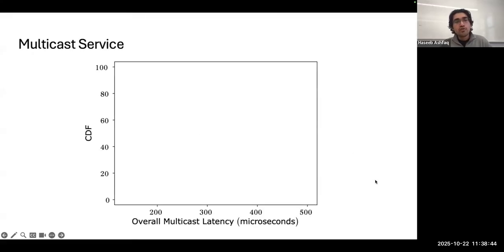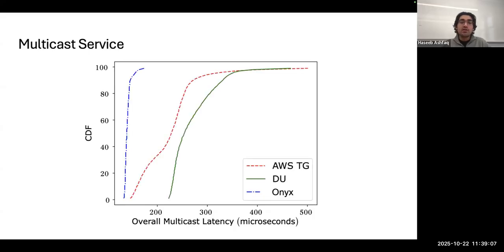So first I'll show the performance of multicast. We have this graph, we are going to show the CDF of multicast latency. Multicast latency means, whenever some messages are multicasted from the exchange to the participants, what's the max latency experienced by any of the receivers. And we compare it against AWS Transit Gateway based multicast, direct unicast, and this system, Onyx. Direct unicast is simply the exchange sending messages one by one to all the receivers.